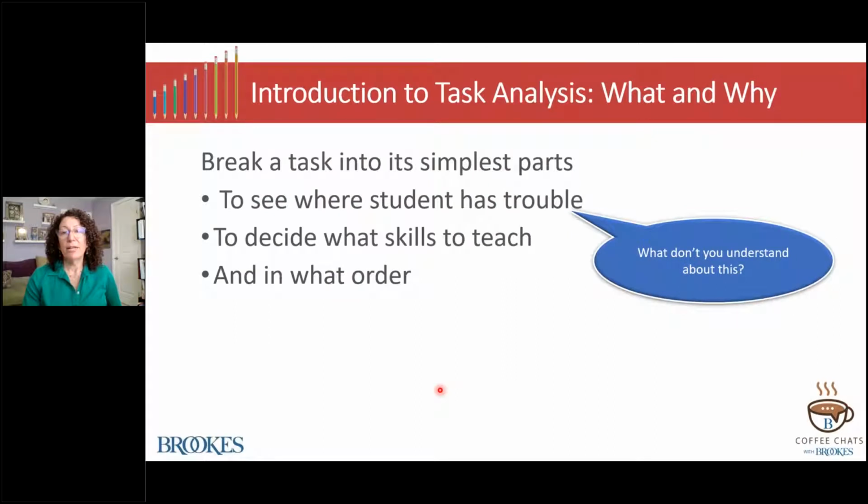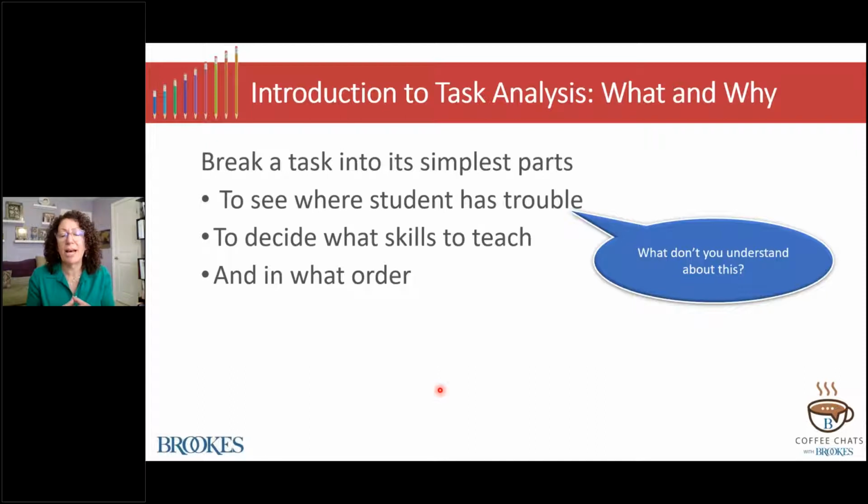So when I think about task analysis, really what it is, it's breaking a task down into its very simplest parts. We're going to be using an example today about brushing your teeth. And rather than just thinking about brushing your teeth as an entire activity, we can break it down into small pieces so that we can teach those pieces. And when we do that, we can see where a student is having trouble and where they are getting stuck.